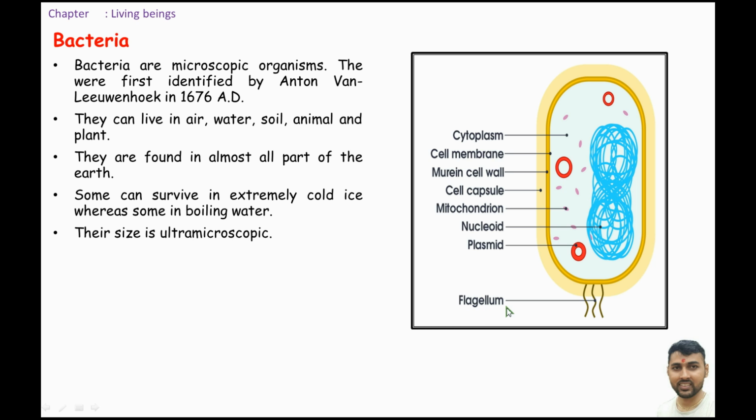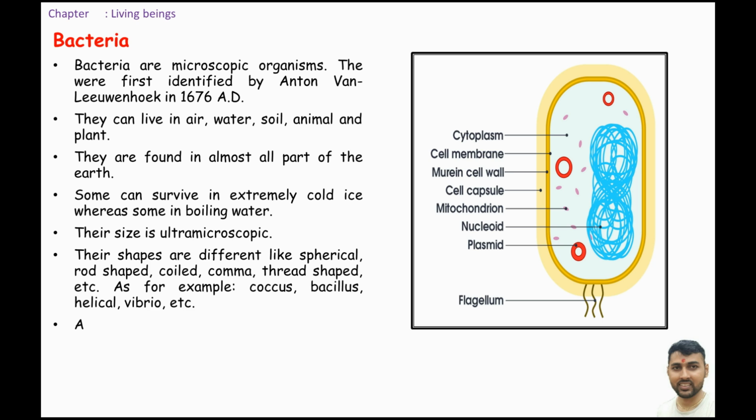It also consists of flagellum. With the help of flagellum, it can move from one place to another. It also consists of mitochondria, the powerhouse of the cell. With the help of mitochondria, it releases energy inside the cell. This is the structure of bacteria. Their shapes are different: rod shaped, elongated, oval shaped, not a fixed shape.